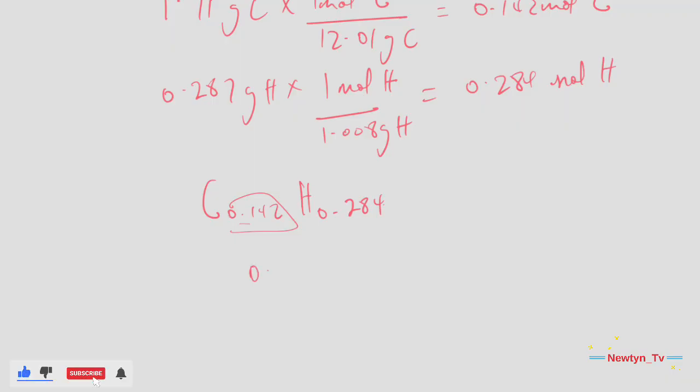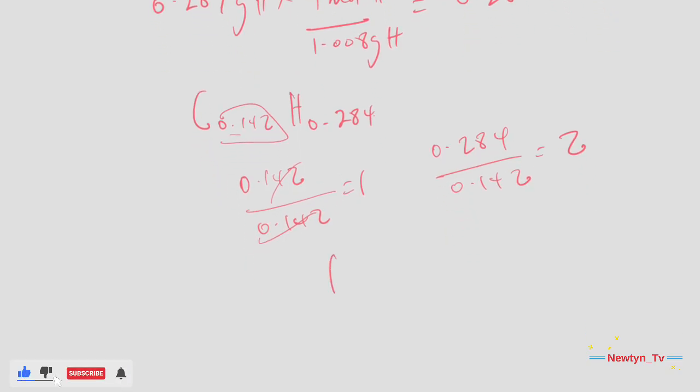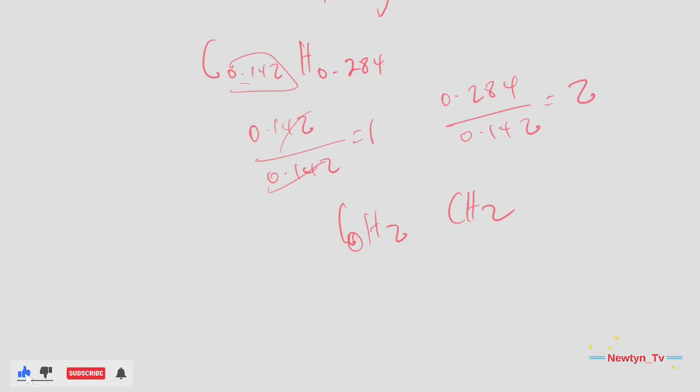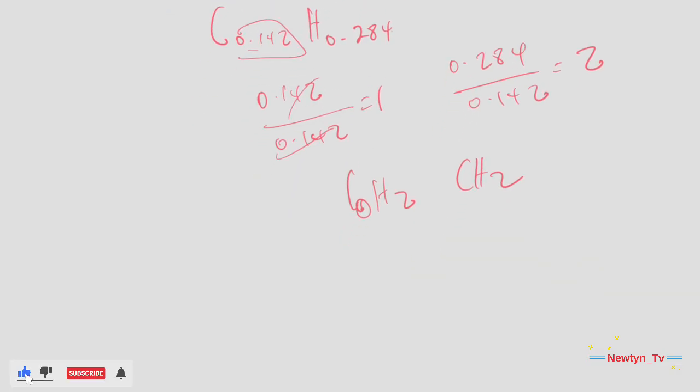So 0.142 divided by 0.142 gives us 1. Then 0.284 divided by 0.142, you should get 2. So now the formula becomes C1H2. We don't write the 1 because 1 is 1, so it's CH2. Very, very simple. So let's consider another example right here.